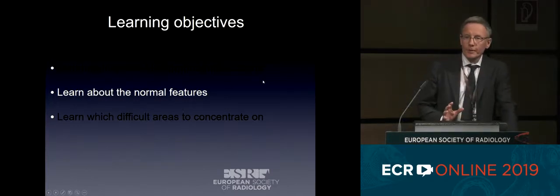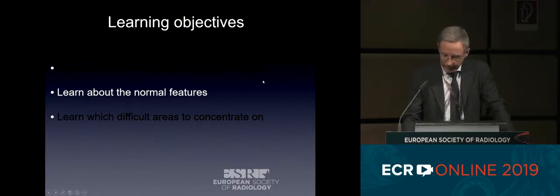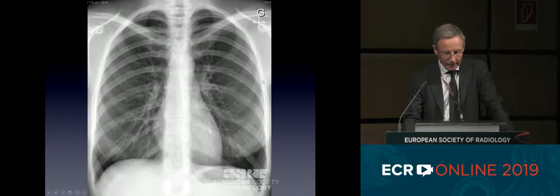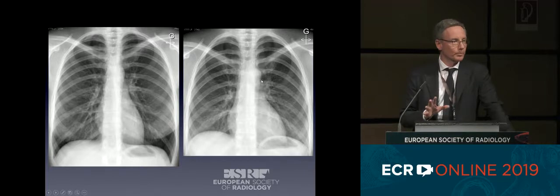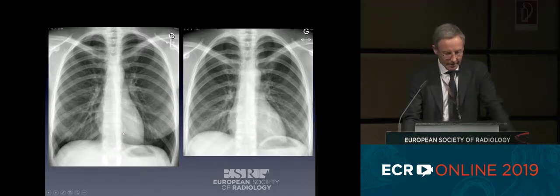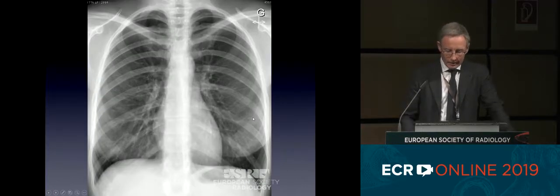Let me share some normal features with you which are very useful in everyday practice. Here you have the normal chest x-ray. This is the same patient now, a couple of minutes later. What is the difference between these two radiographs? This talk is called Back to Basics. So back to basics, this is full inspiration, this is full expiration. Don't interpret this as a large heart with increased vascular markings and heart failure. It's the difference between inspiration and expiration. Normal film again.